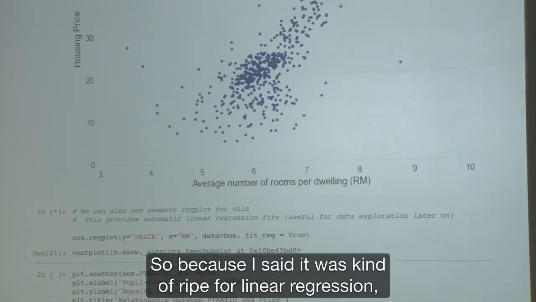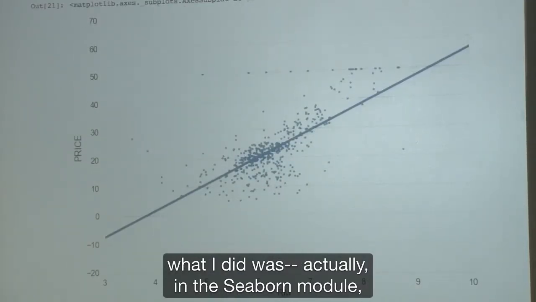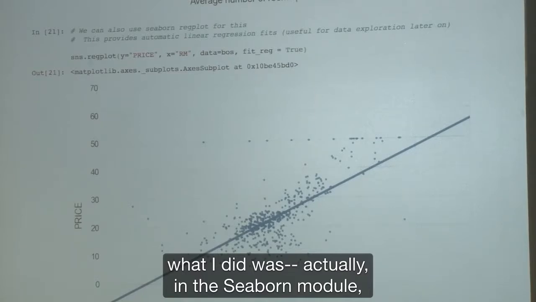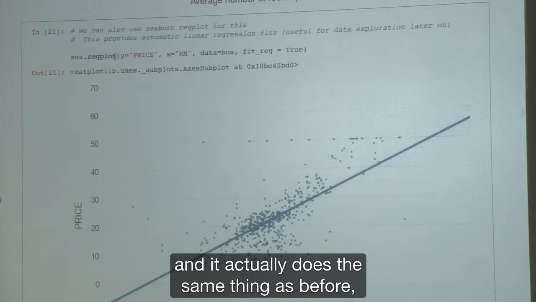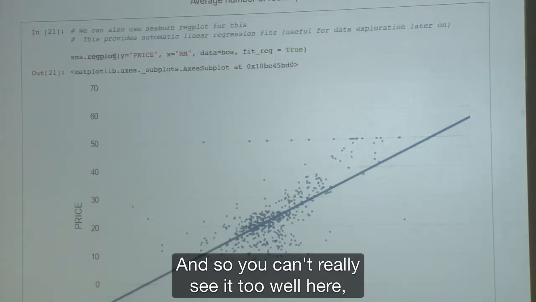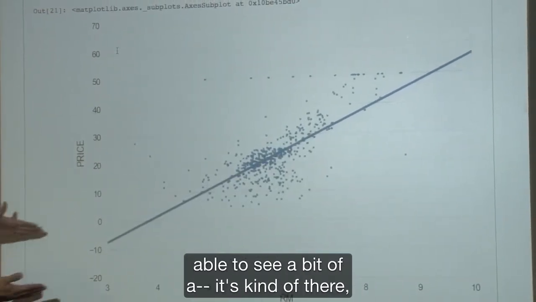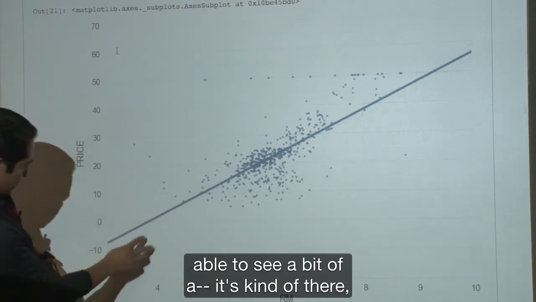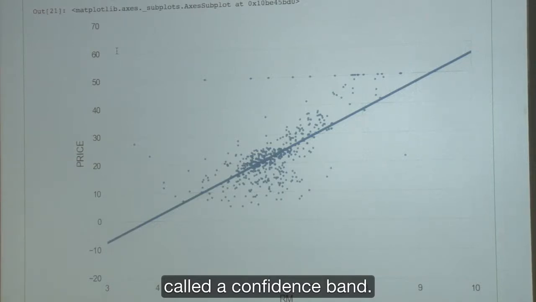Because I said it was kind of ripe for linear regression, what I did was, this is in the Seaborn module. There's a function called regplot, and it actually does the same thing as before. It plots the scatter, but it also fits a line. You can't really see it too well here, but on your computer you should be able to see it. It's kind of there, but it's faded. Anyway, it's called a confidence band.